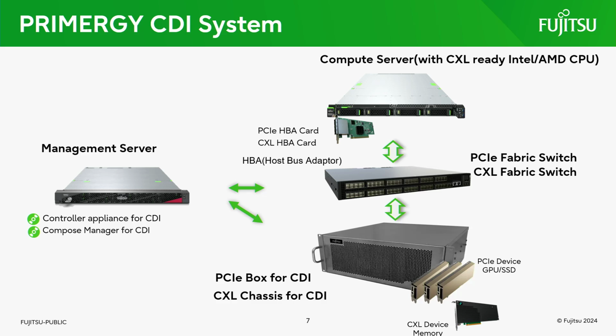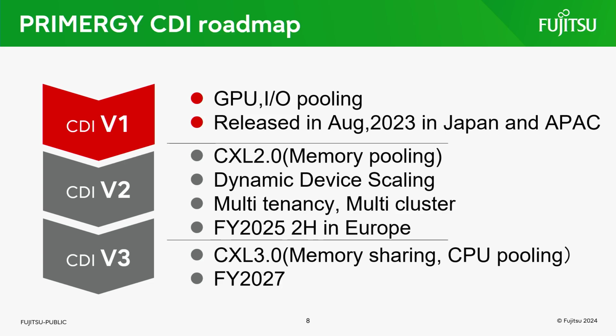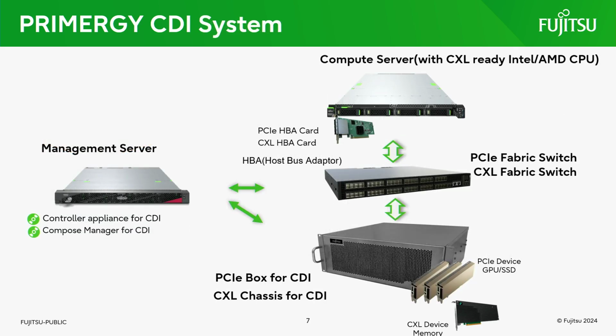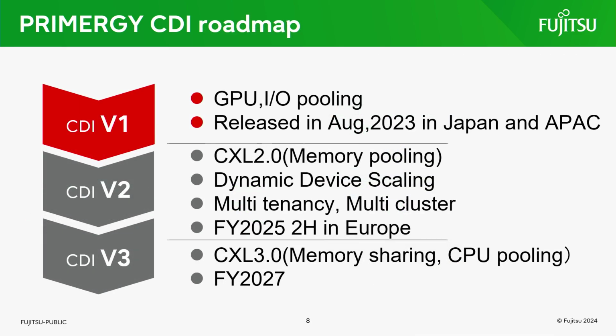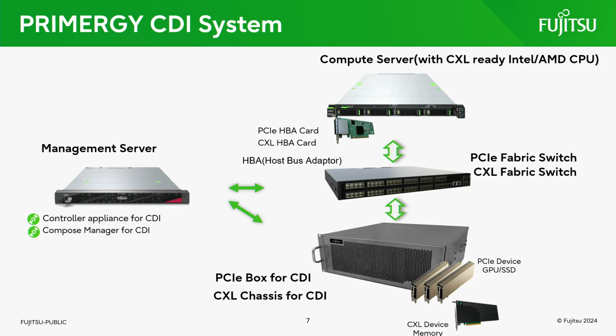Will it be enlarged in version 2? Right now, I forgot the detailed number, but I will explain later. So for CDI V2, a CXL chassis can include 10 CXL memories, and a fabric switch can connect 8 CXL chassis. So you can add up to 80 terabytes of CXL memories.